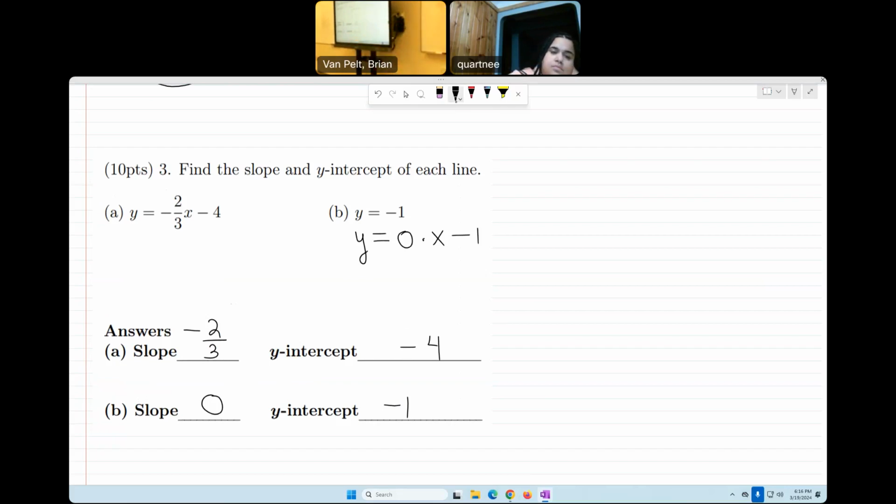Now, what does the equation of a vertical line look like? x equals some number. That goes like this. And what's the slope of a vertical line? It has no slope. It's undefined. So the vertical line is an undefined line.